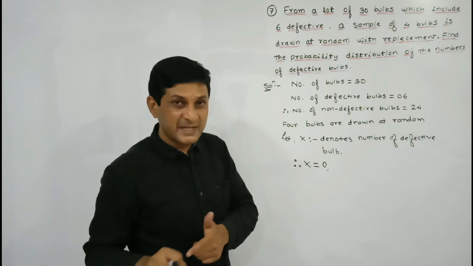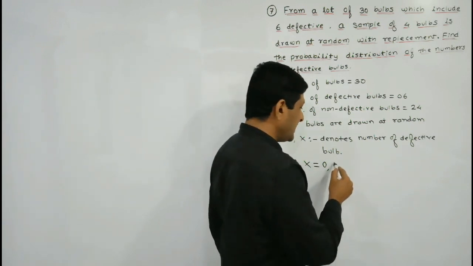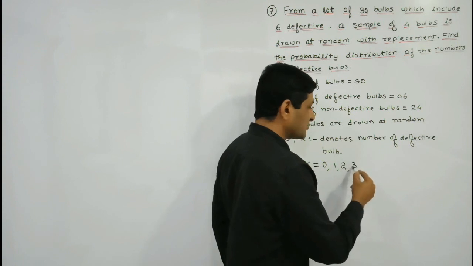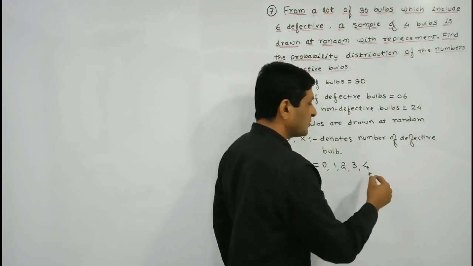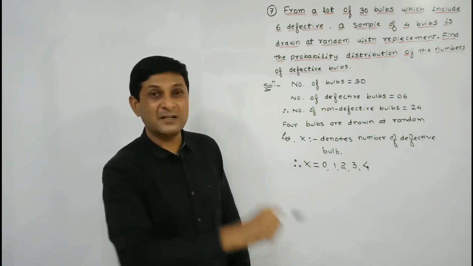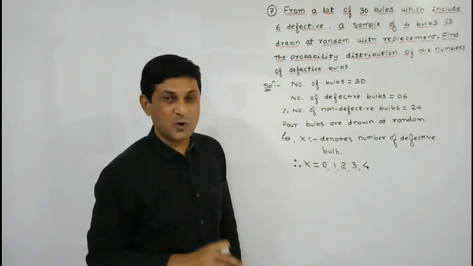जो 4 बल्ब निकाले उनमें से हो सकता है कि एक बल्ब डिफेक्टिव भी हो सकता है, या हो सकता है 2 बल्ब डिफेक्टिव हो, या हो सकता है 3 बल्ब डिफेक्टिव हो, या हो सकता है 4 जो बल्ब निकाले थे चारों के 4 बार डिफेक्टिव बल्ब ही ड्रॉन हो गए होंगे.